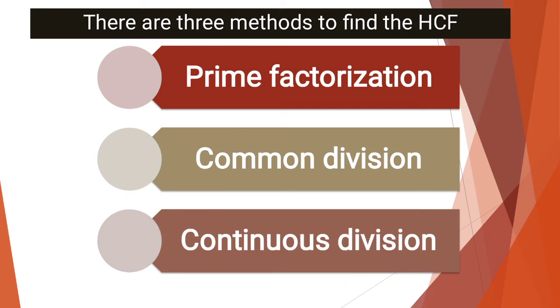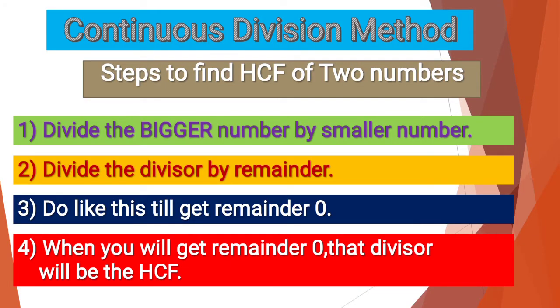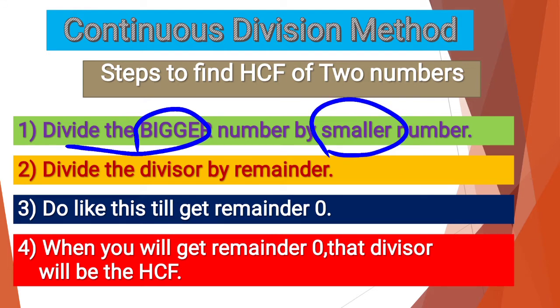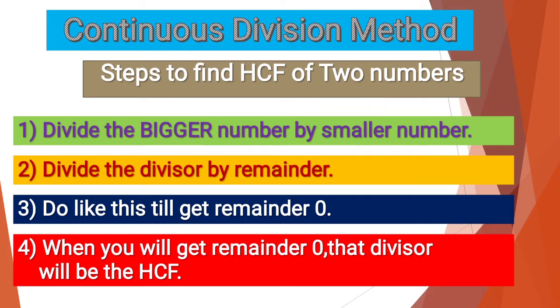So what do we have to do in the continuous division method? Let's look at the steps to find HCF by this method. If you are given two numbers, you have to follow these steps. The first step is to divide the bigger number by the smaller number. Of the two numbers, one is definitely smaller and one is definitely bigger. So we divide the bigger number by the smaller number, right? This is the first step.